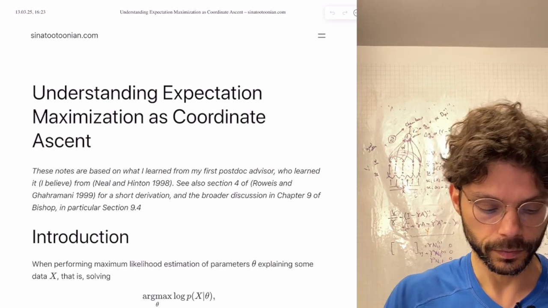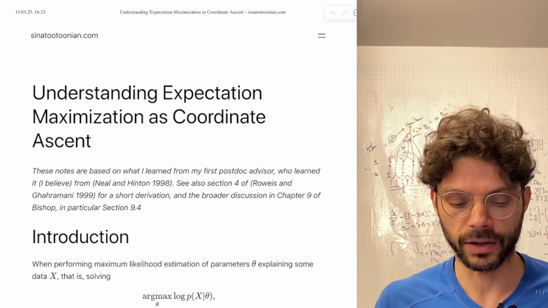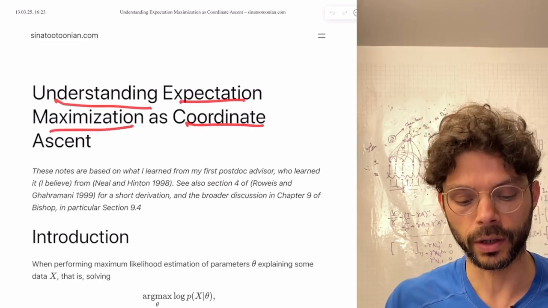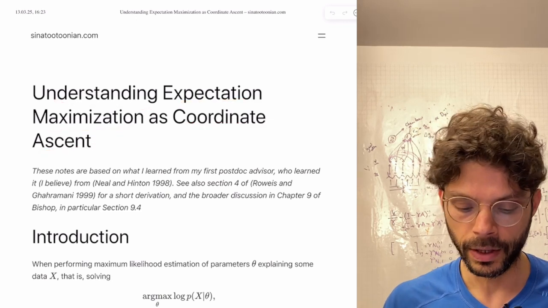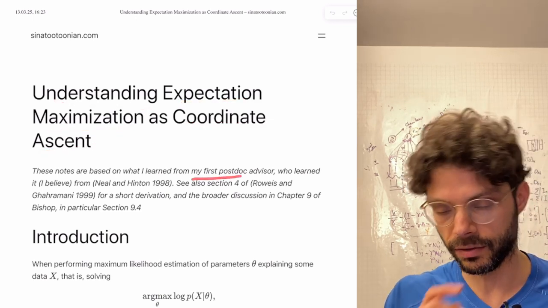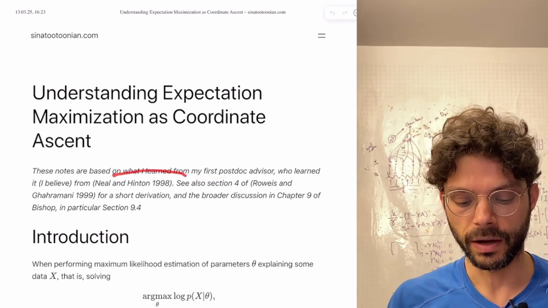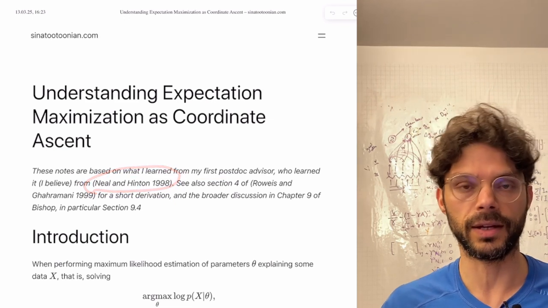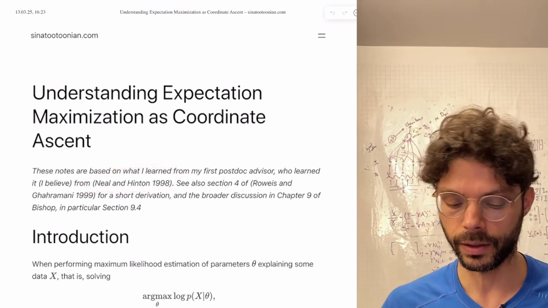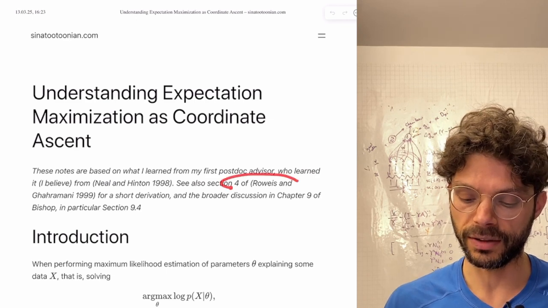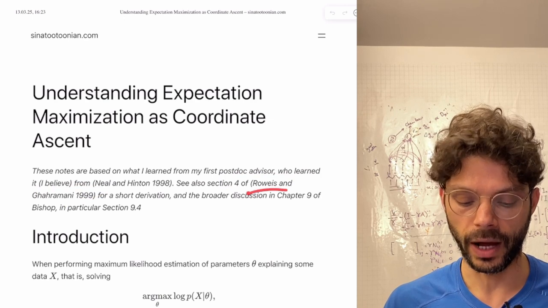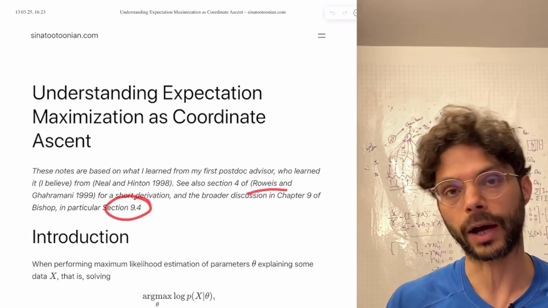Okay. So as I said, we're going to be talking about understanding expectation maximization as coordinate ascent. So that's the game we're going to be playing. Now, I learned this from my first postdoc advisor, who learned it, I believe, from this good paper by Neal and Hinton from 1998. So have a look at that one. It's quite readable. There's also a discussion of it in Roweis and Ghahramani. And chapter 9 of Bishop, in particular, this section actually does cover it as well.